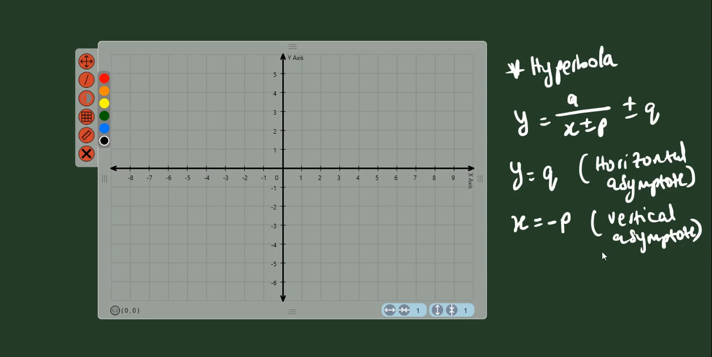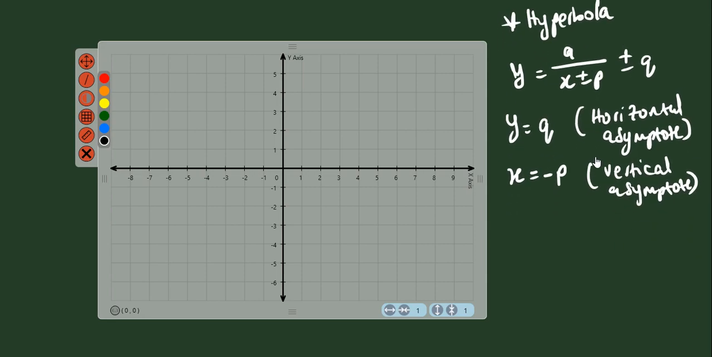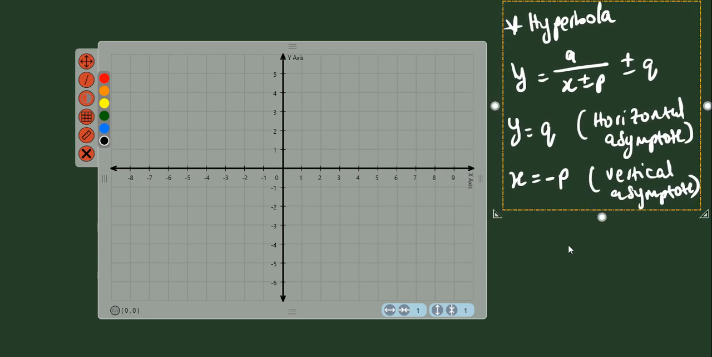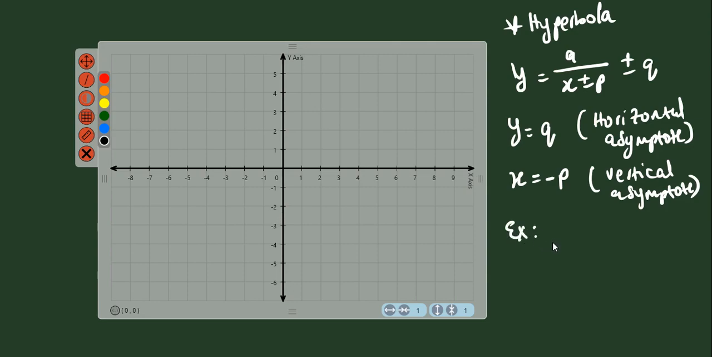Let's just say, for example's sake, you are given y is equals to 2 all over x minus 3 plus 1, and you have to sketch it. Well, your horizontal asymptote will be y is equals to q. Which one is your q here? It is 1. So y is equals to 1 is your horizontal asymptote.